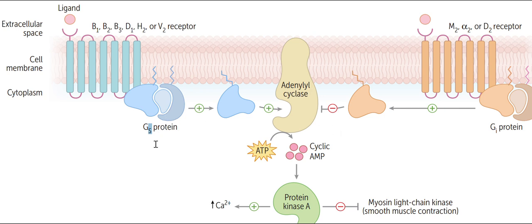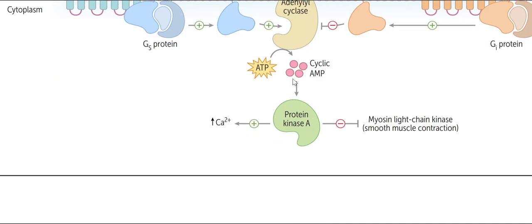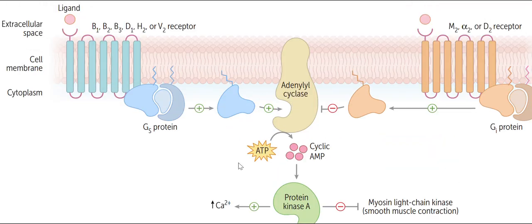So how this works is that when the ligand is bound to the receptor, it causes a change in the structure of the protein, which converts ATP into cyclic AMP, and the enzyme responsible for this is adenylyl cyclase. Then the cyclic AMP activates protein kinase A, which gives you the effect. Here they've said increase in calcium, but you can just remember that it increases the effect of the hormone. Once again, ATP goes to cyclic AMP through adenylyl cyclase, and GS will stimulate it, while GI will inhibit the action.